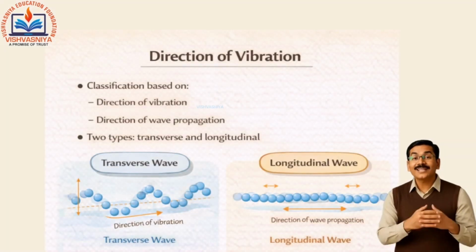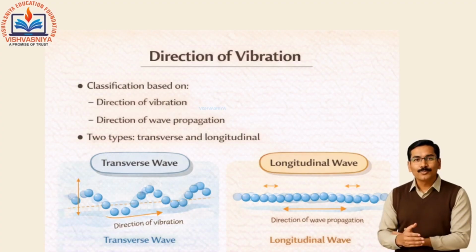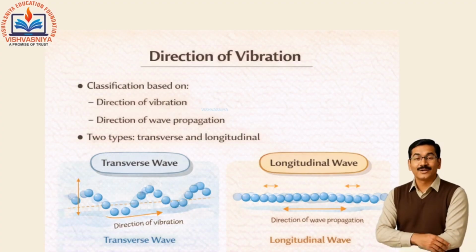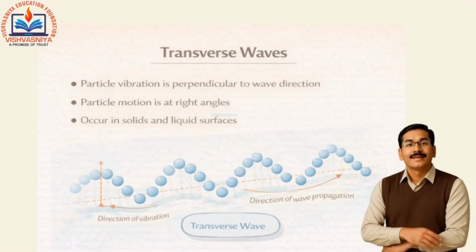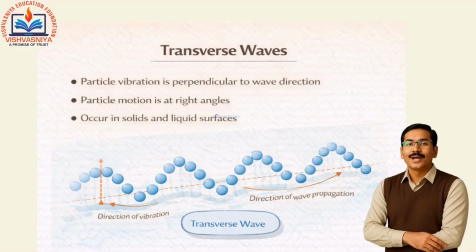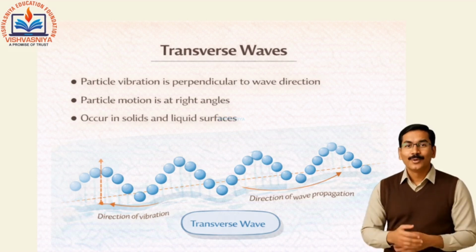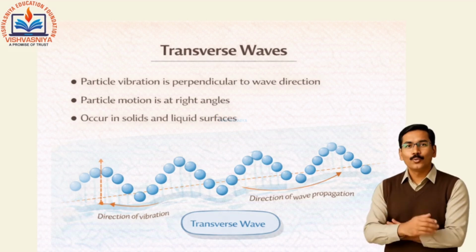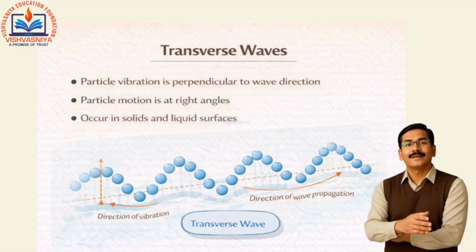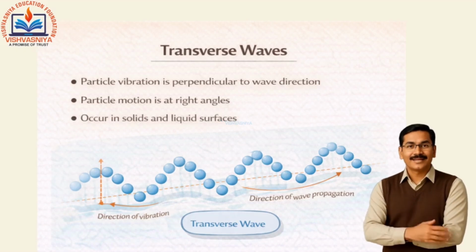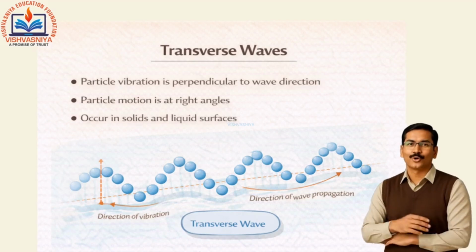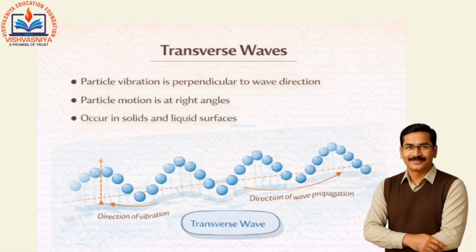Waves can also be classified based on the direction in which particles vibrate relative to the direction of wave propagation. On this basis, waves are divided into transverse waves and longitudinal waves. In transverse waves, the particles of the medium vibrate perpendicular to the direction of wave propagation. This means that if the wave travels horizontally, the particles vibrate vertically. Such waves are common in solids and on the surface of liquids.